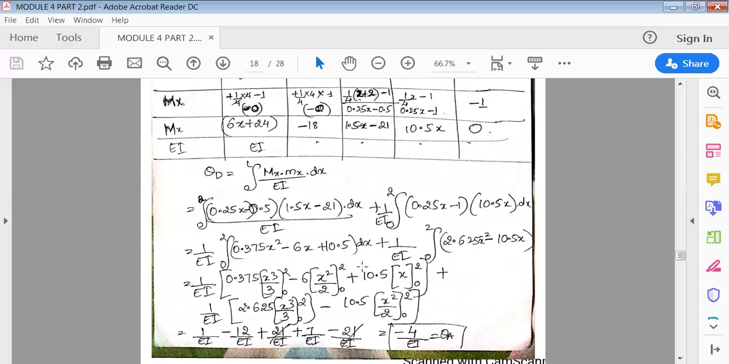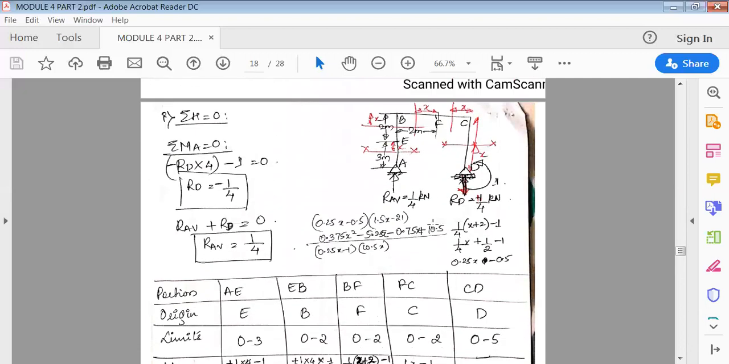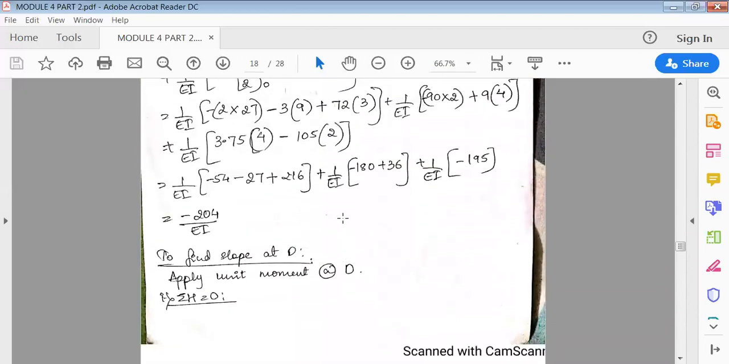The simple method of solving using the unit load method is, wherever they've asked you to find the rotation or deflection, at that point you have to remove all the loads and apply a unit load for deflection and a unit moment for slope. So with this we'll finish up with the unit load method. Thank you.